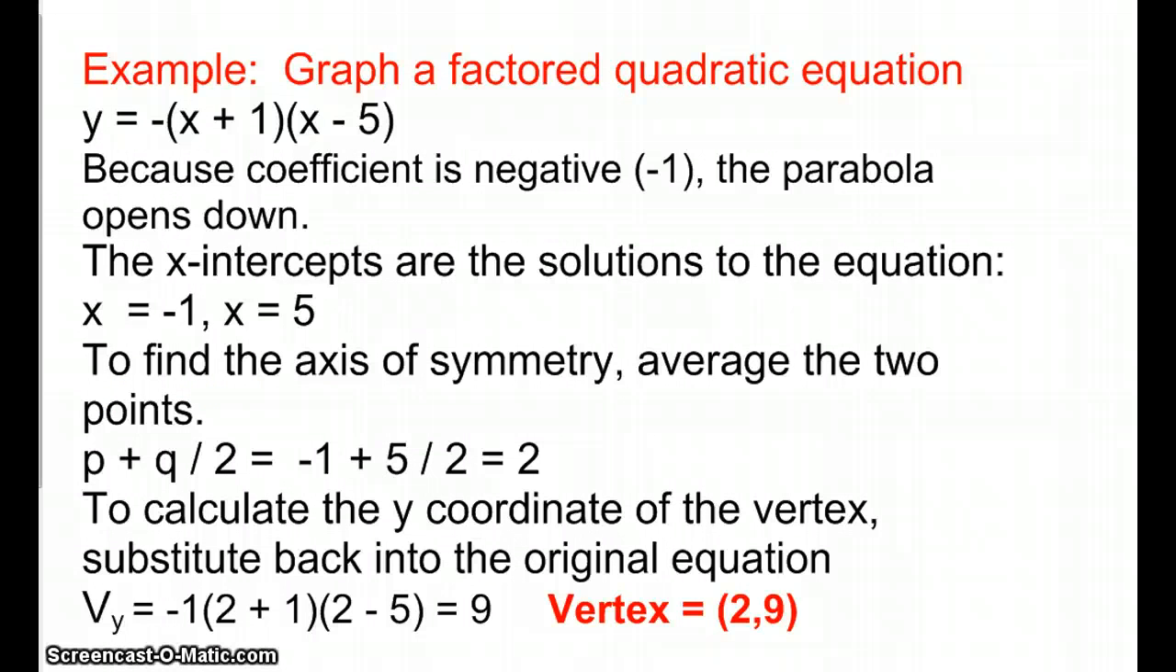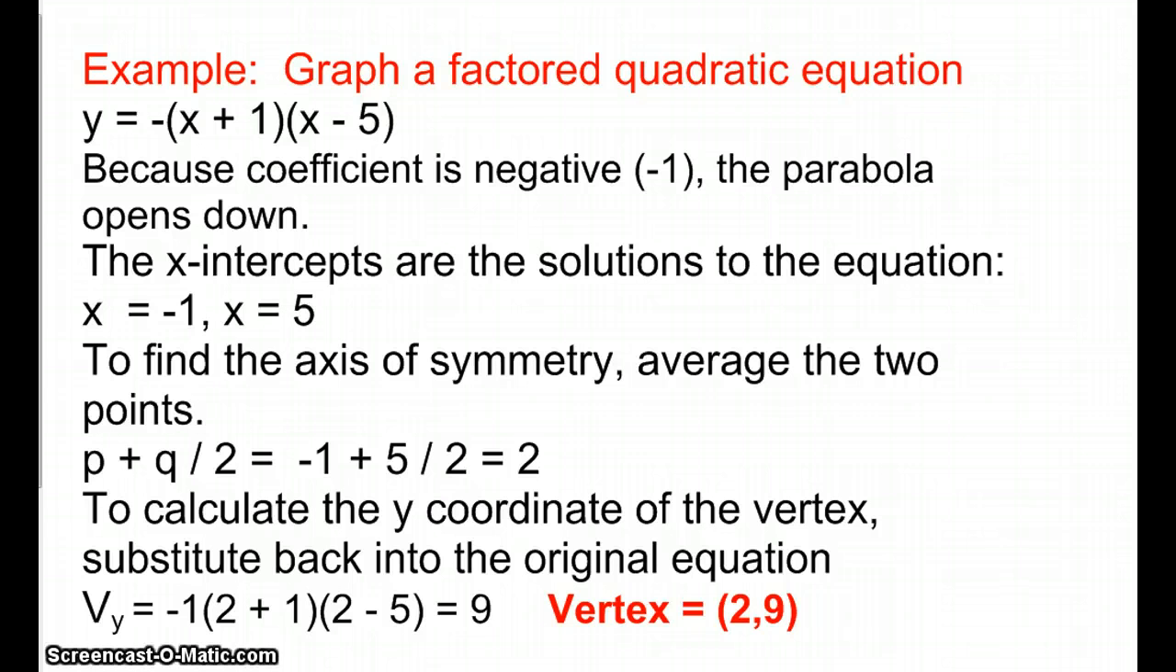So here's an example. We're going to graph a factored quadratic equation. In this case, y equals negative 1 times x plus 1 times x minus 5. The equation has already been factored for you. Because the coefficient is negative, the negative 1, we know the parabola opens down.